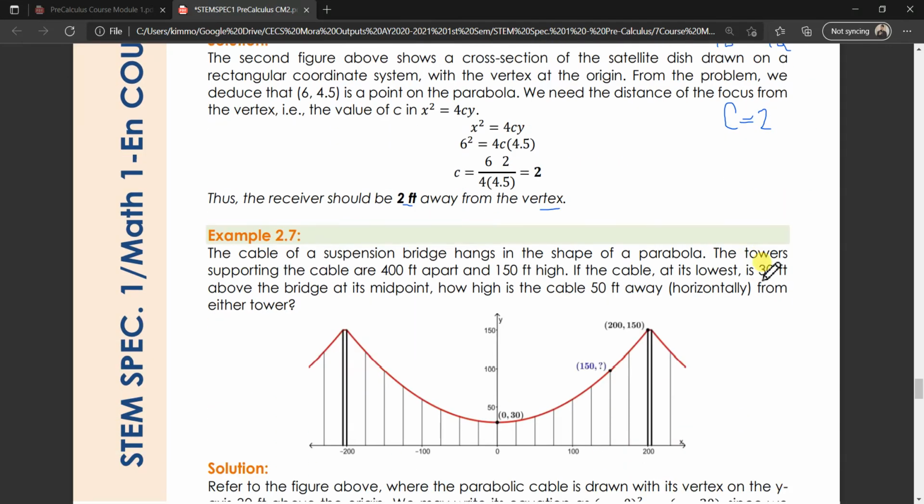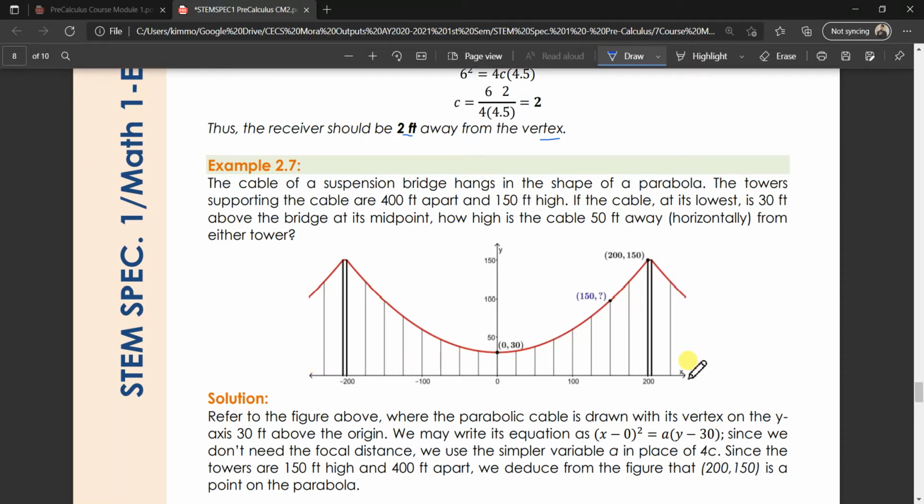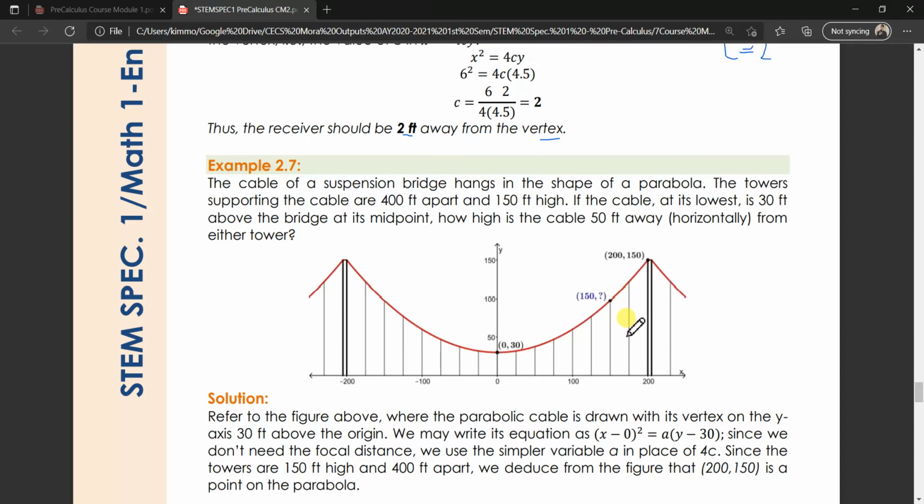Okay? So another example. So the cable of a suspension bridge hangs in a shape of a parabola. So naay isa ka bridge. So di ba? Nakakita na mo ka ug bridge nga naa na siya murag kanang mga ga-support nga mga poles ba tawag ana, or towers. Then ang kanang towers kay naa siyay naka suspend nga mga cables. So the towers supporting the cables are 400 feet apart and 100 feet high.